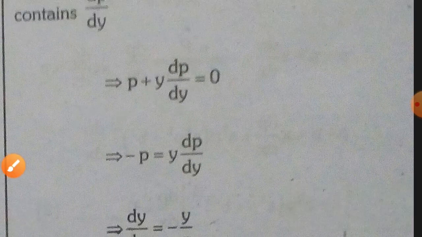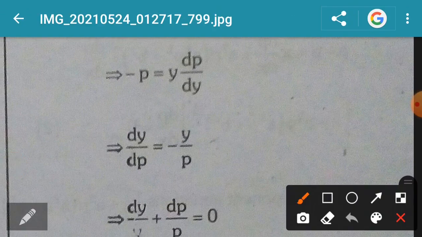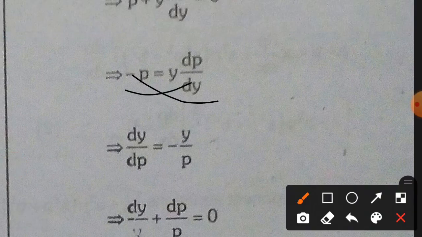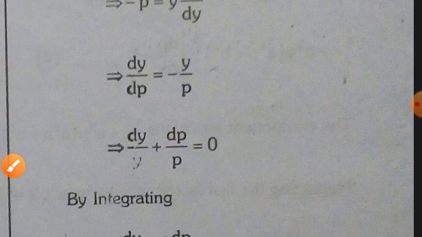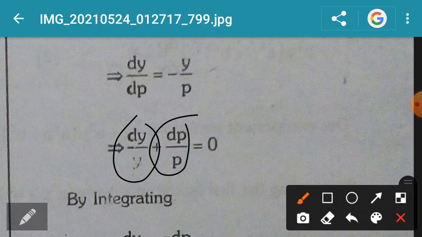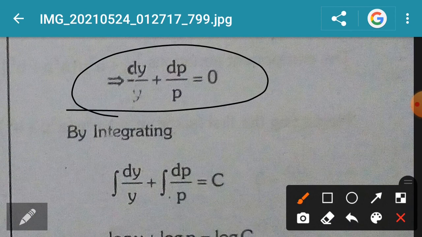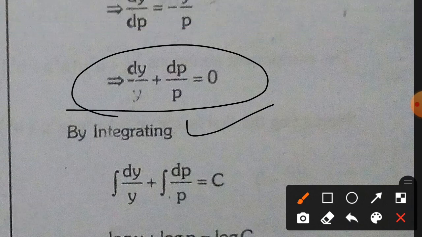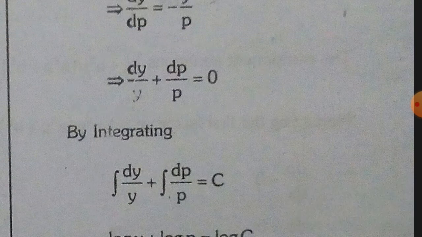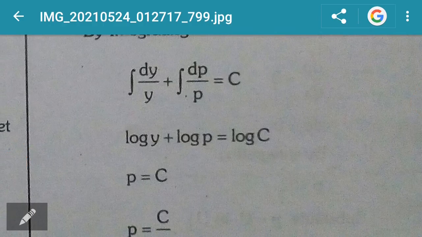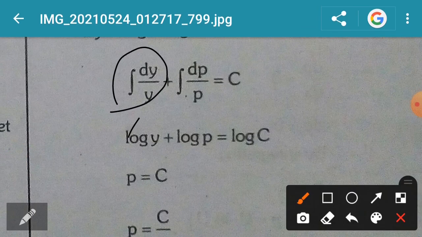Now we have to simplify by the variable separable process. P terms are on the p side, dy on the y side. So dy by y plus dp by p equals 0. This is the formation, with y terms on the y side and p terms on the p side. So now we go for the integration. Integration of 1 by y is log y, integration of 1 by p is log p, equals c.